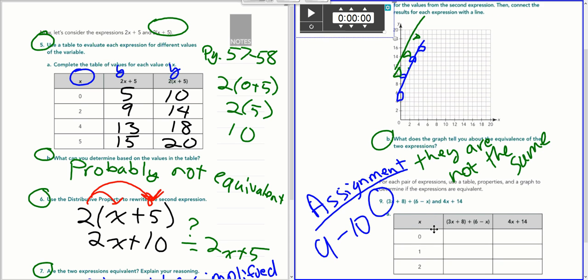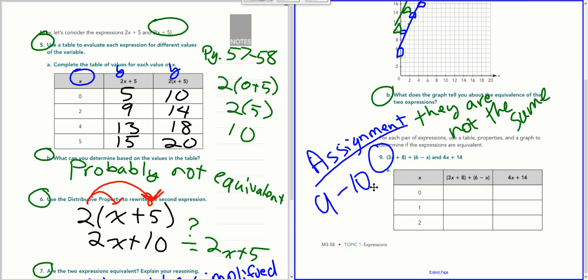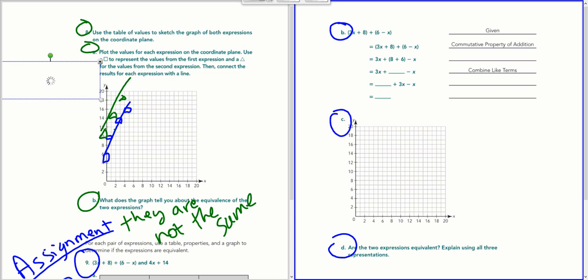So that leads us to your assignment, which was page 58 through 60, doing questions 9 through 10. It looks like basically the same thing as what we were doing. You're going to use a table, properties, and graph.